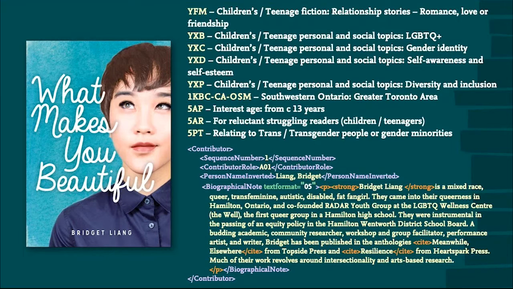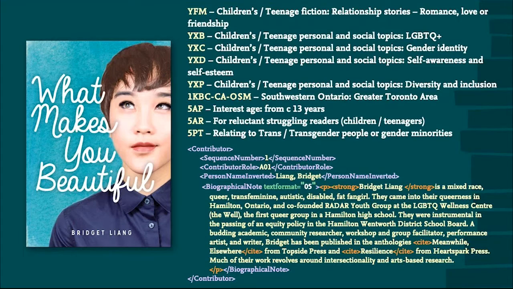Thema, you build that meaning up. So we have the fiction code, the YFM, for relationship stories. And then we associate that with YXB, LGBTQ. We also have YXC, gender identity, YXD, self-awareness and self-esteem, YXP, diversity and inclusion. We also have a place qualifier, 1KBCCAOSM. This takes place in Toronto. An interest age, 5AP. The interest age is from 13 and up. And then we have another qualifier, 5AR, for reluctant or struggling readers, children or teenagers.